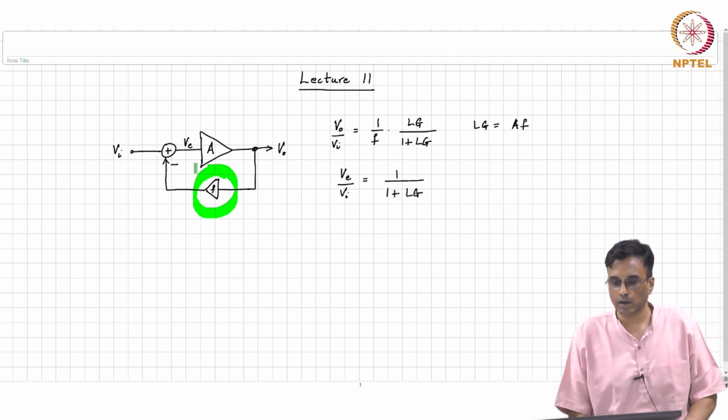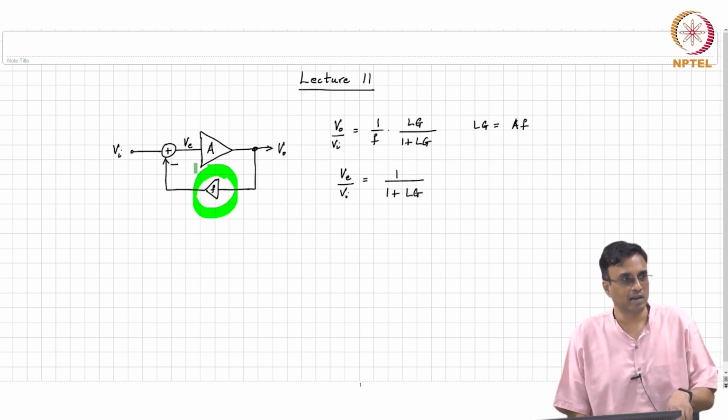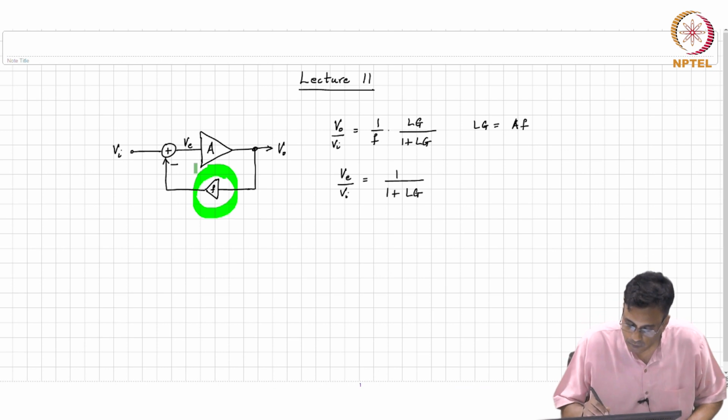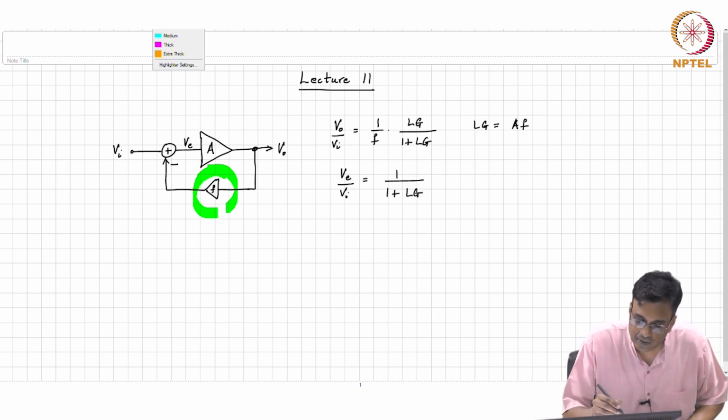So, just like money, if you have enough of it, then you do not have to worry about it. Just like that, in a negative feedback loop, if you have enough loop gain, you do not have to worry about how much loop gain you have.